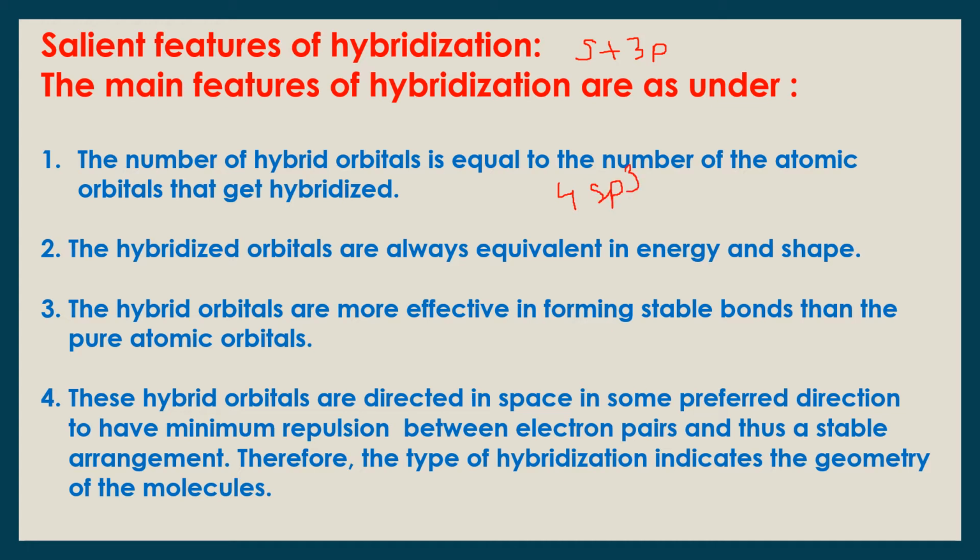The hybridized orbitals are always equivalent in energy and shape because the redistribution of energy takes place. The hybrid orbitals are more effective in forming stable bonds than the pure atomic orbitals, as you saw in the example of CH4. And these hybrid orbitals are directed in space in some preferred directions so that they have minimum repulsion. This we have already discussed in detail in VSEPR theory. So hybridization also supports that.